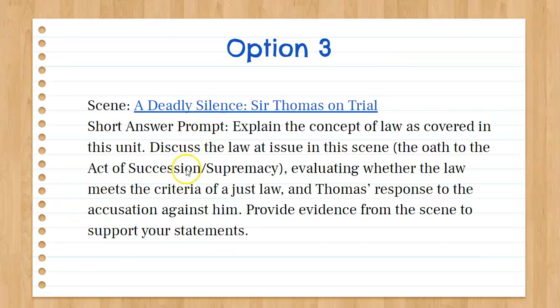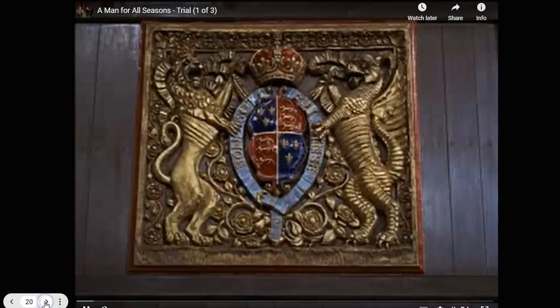So these next two questions, we don't have to watch the scene because we just watched it. They're both from the trial. So let's see. Explain the concept of law as covered in the unit. Discuss the law at issue in the scene. It's the oath to the act of succession and supremacy. Evaluate whether the law meets the criteria of a just law and Thomas' response to the accusation against him. Provide evidence from the scene to support your statements. So we don't have to watch that scene again. We just saw it.